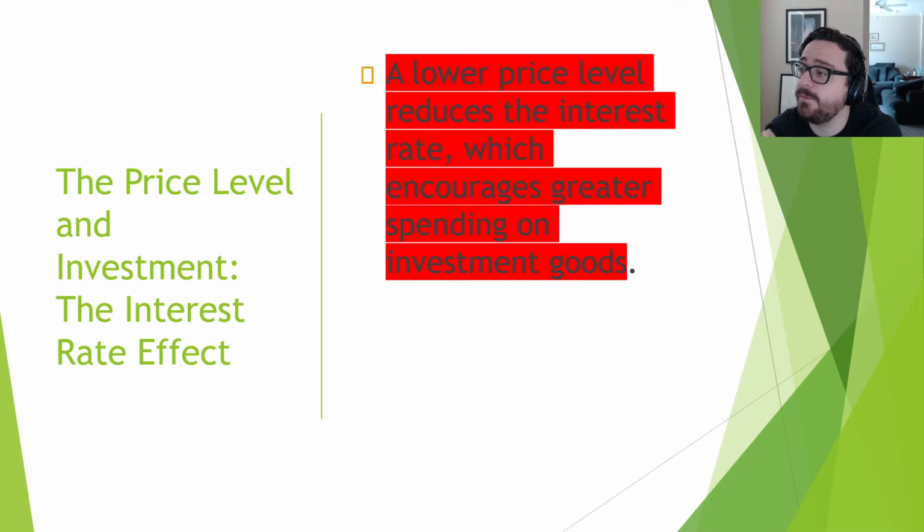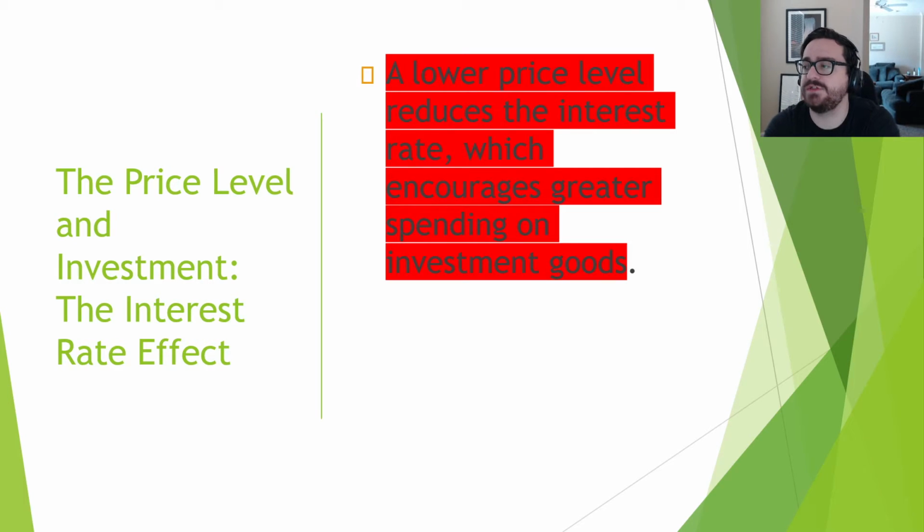If you have a lower price level, that will reduce the interest rate. I will explain that in a future unit. That's actually a whole other graph thing that we have to go through. But short version, lower price level will reduce interest rates, which makes borrowing more affordable.